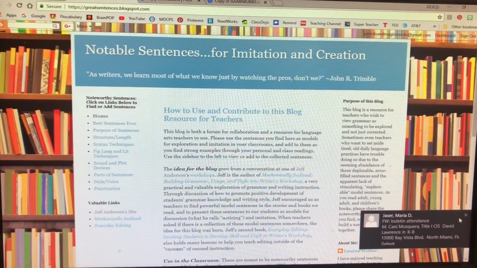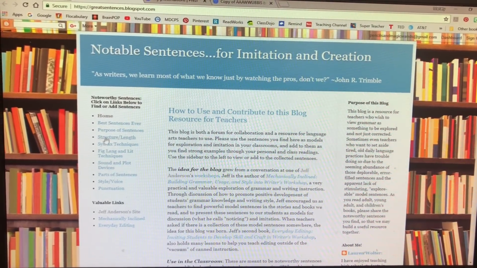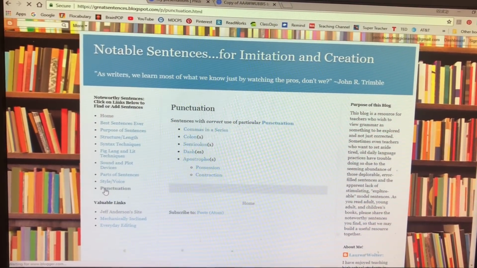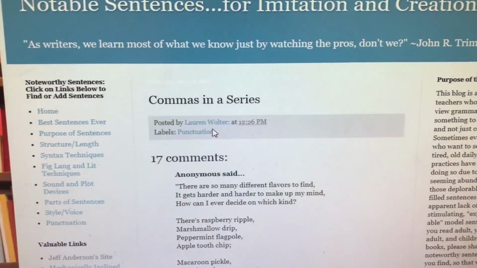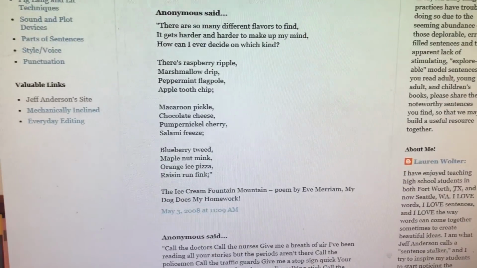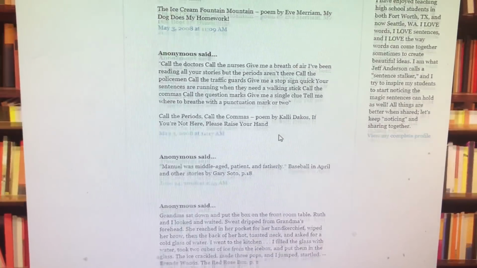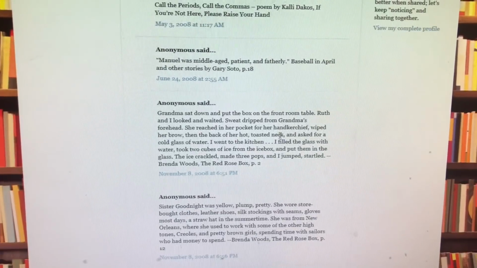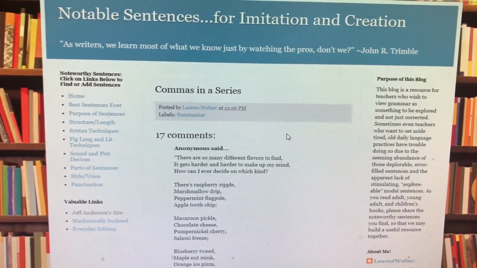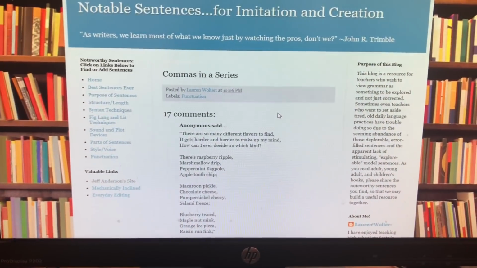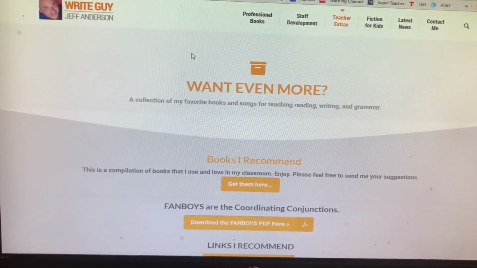Once you get here to this mentor sentence blog, you get to see what it is that you are teaching. Are you teaching punctuation? If you're teaching punctuation, for example in fourth grade, we teach commas in a series. Here is a list of sentences that many different teachers have posted that help to teach commas in a series. So you can use these as your mentor sentences in everyday editing. I'll talk a little bit more about everyday editing later, but for now, here are the places that you can go to, and you'll find the links to this down below.